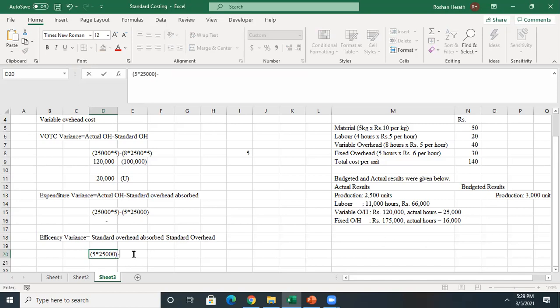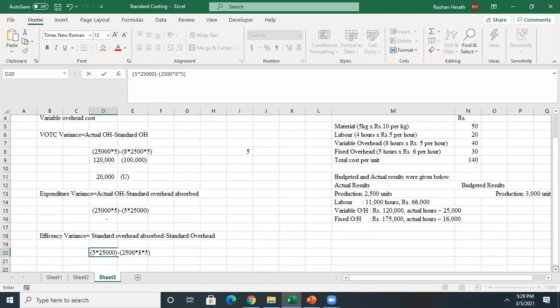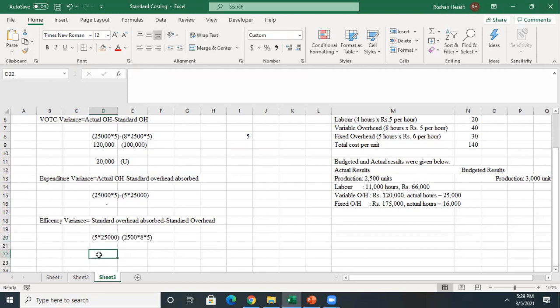When it comes to the standard terms, for these 2,500 units, you should have taken this much of hours. ඒකකයකට 8යි. එහෙනම් 2500 මෙච්චරයි. 20000යි. ඒක multiply වෙන්න ඕනේ ඒකකයක price එක. So it's going to be 5 into 25,000. And here we have 2,500 into 8 into 5, 100,000.